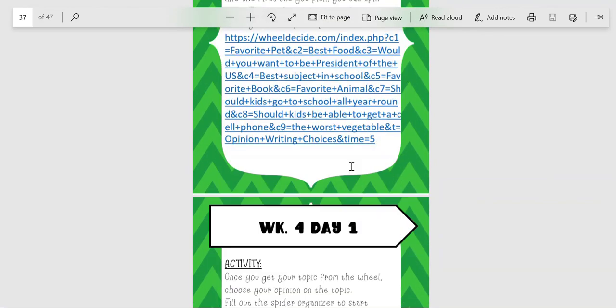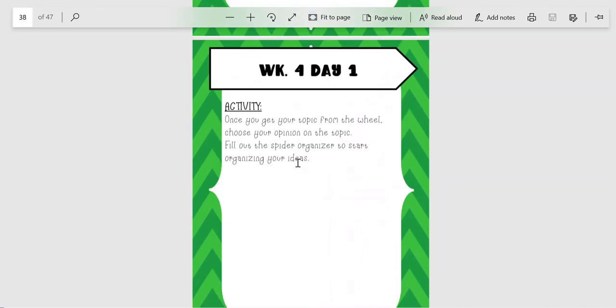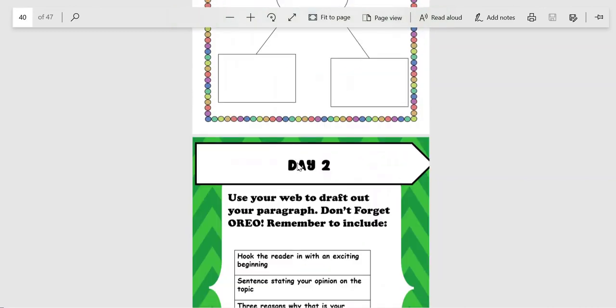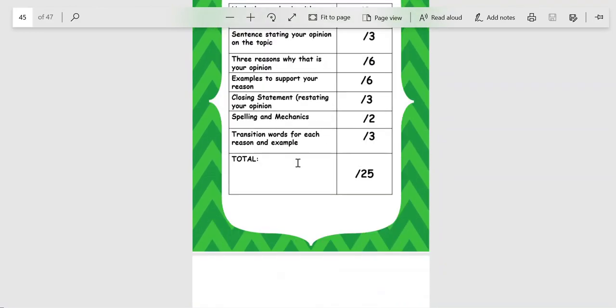Okay? And then you're going to use, this is really fun. So this link will lead them to links of different topics they could write about. They're going to click on this link, and it's going to head them to a website where they're going to hit the wheel, and it will give them a final writing piece to write on. If they don't like the choice, they can click it again and choose another one, but it's just kind of a fun way to help them get an idea. Again, brainstorming, then we're writing, then we're editing, and then we're grading.